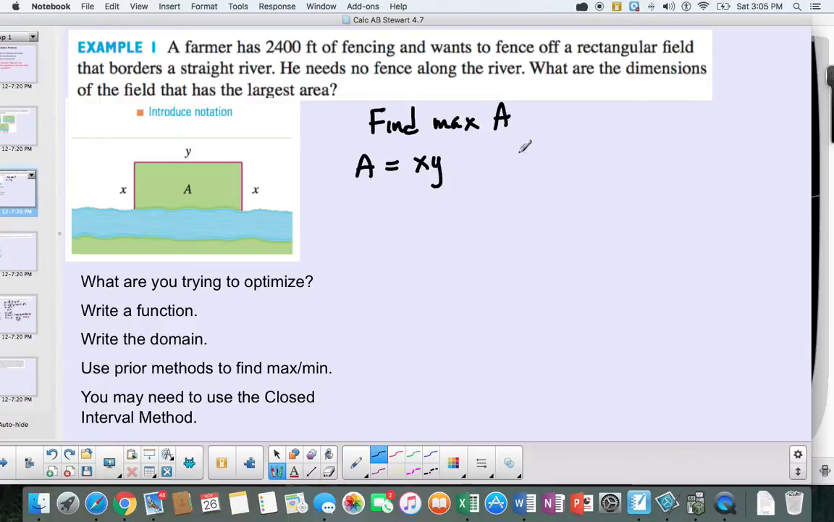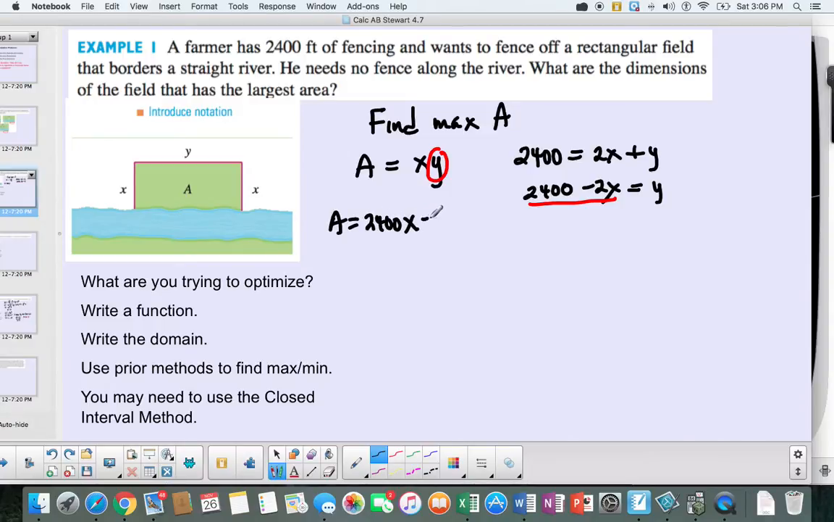We also have some information about perimeter. 2,400 is equal to 2x plus y. We're going to use this to help us get area in terms of one variable: y equals 2,400 minus 2x. So instead of y, I'm going to substitute this portion right here. And so our area is going to be 2,400x, if I distribute, minus 2x squared. So I fulfilled writing down my function.